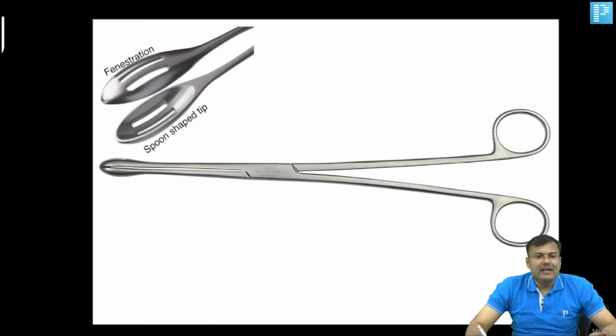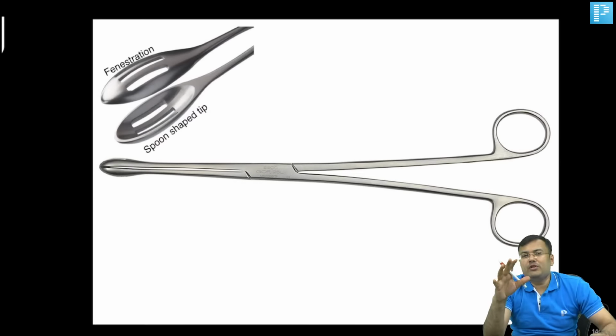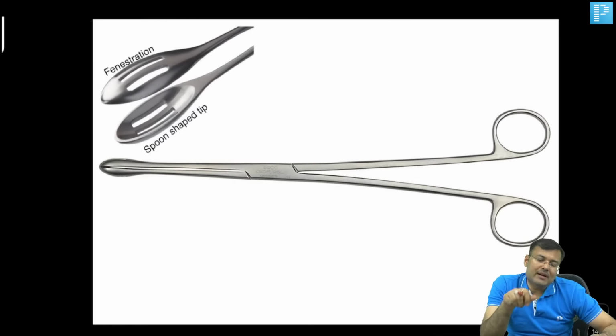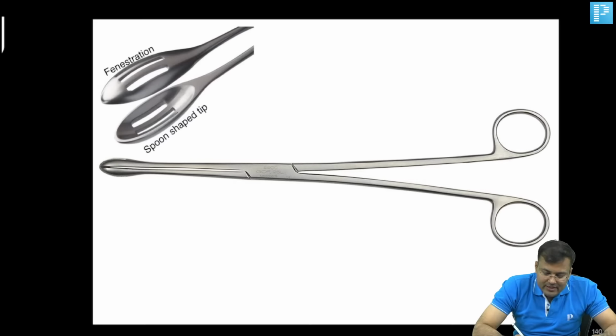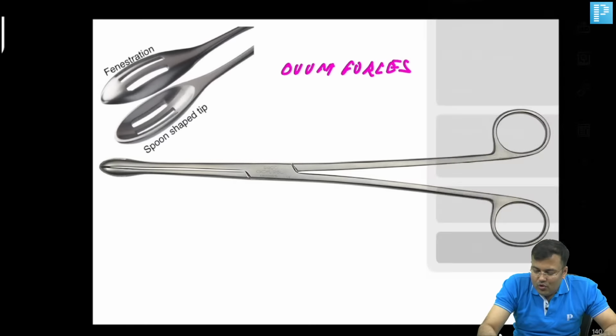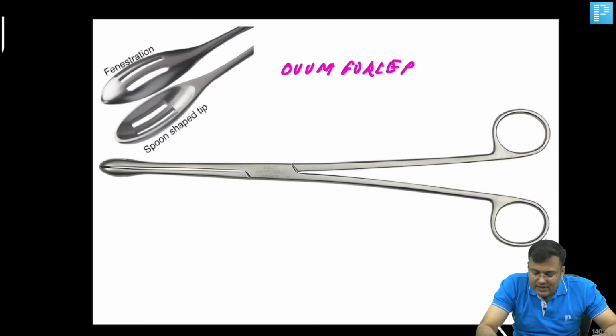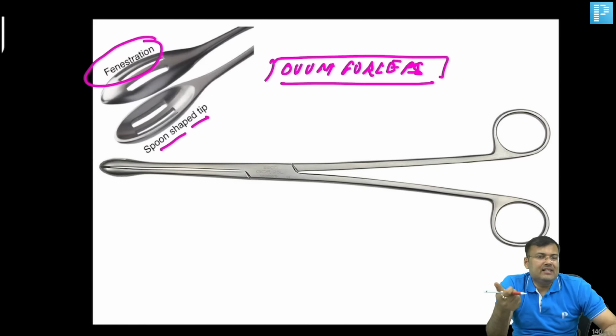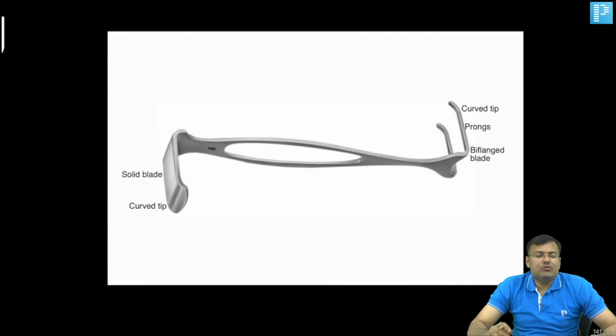Now, see this one. It is used in gynae also and during laparoscopic cholecystectomy for removing the stone from the gallbladder during extraction. Tell me the name. Can you see the spoon shaped tip and fenestration? This is ovum forceps. Clear? So how to identify: there is fenestration with spoon shaped tip. This is used during D&C, and during extraction of gallbladder when some stones are there and we have to remove them.